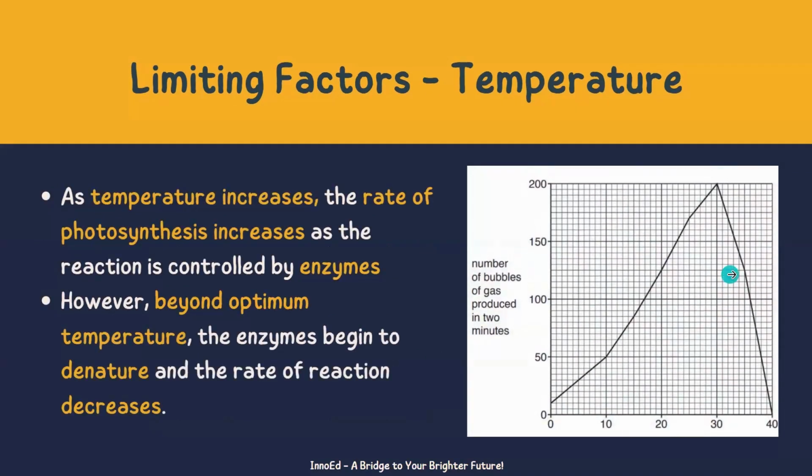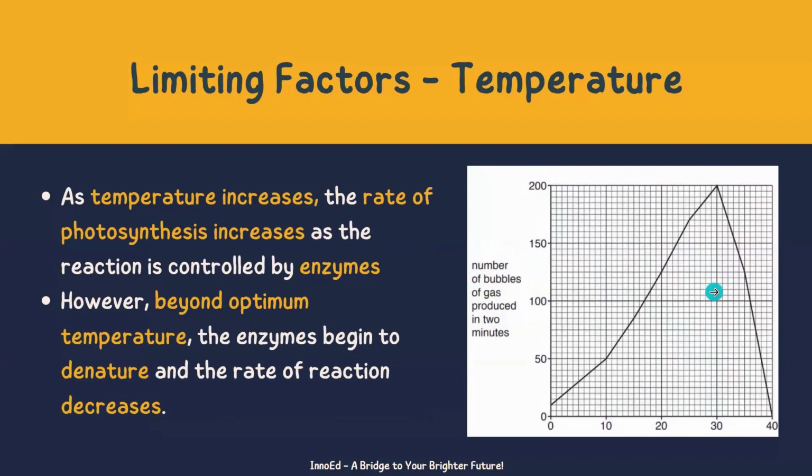So how does the temperature limit the rate of photosynthesis? As temperature increases, the rate of photosynthesis also increases because the reaction is controlled by enzymes. Here we have to understand the effect of temperature on the enzyme catalyzed reaction. If you are not very familiar with that concept, please watch the video that appears on the upper right corner of this video. So let's continue with this topic.